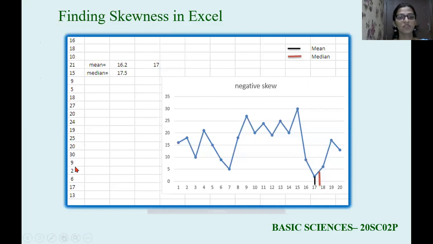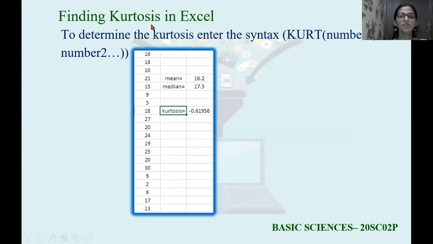See here, some data are considered and the mean is calculated, the median is also calculated. Then we have plotted a line graph for this data. Then we have marked the mean and the median. Now if you see, the mean is less than the median. That means this data set is a negatively skewed data set. In the same way, to calculate kurtosis, we have the formula in Excel, that is equal to KURT. Then within the bracket, you select the data range. If you use that data, you can calculate the kurtosis of that data range.